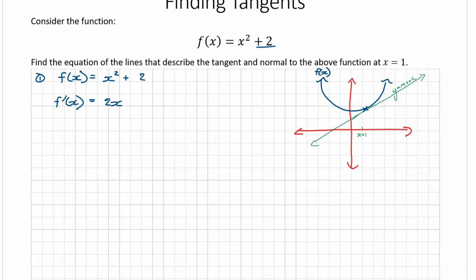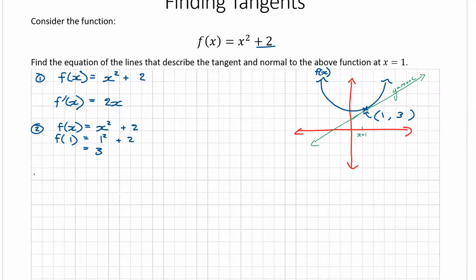Alright, cool. Now second step, we need to find the point. We need to find that point right there, where the tangent itself touches our function. We're told it's at x equals 1, so therefore we need to find the y value. So f of x equals x squared plus 2, and at x equals 1, f of 1 is going to be 1 squared plus 2, and therefore 3. So this point here is at 1 and 3. That's where our tangent touches our function.